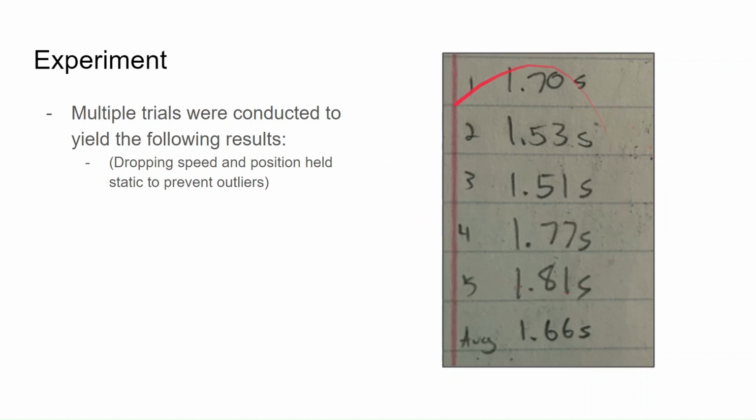This is the data collected in the experiment. Multiple trials were conducted to yield the following results. Dropping speed and position held static. Basically, we made sure that the tube was not moving up and down during the drop, and also that the dipole was dropped at the same speed and the same height above.